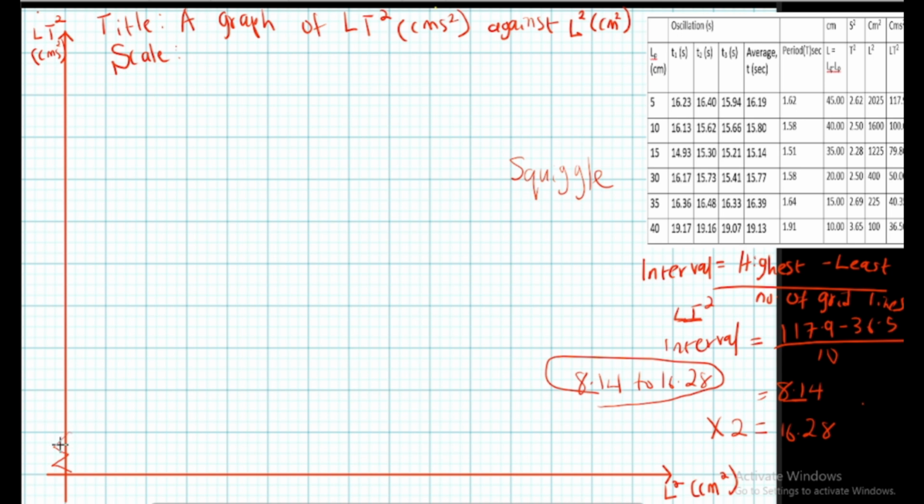The squiggle there is just to indicate that some points or some regions here are missing on this graph. That's the essence of a squiggle. So we are going to use it right away, and then we input our values.